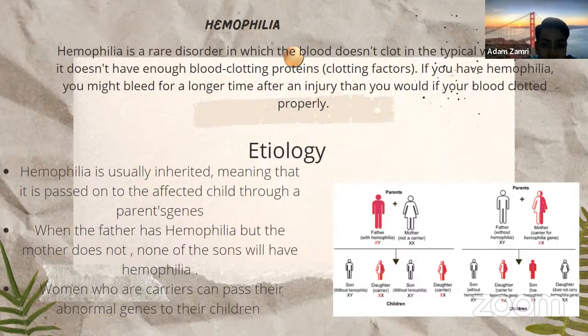When the father has hemophilia but the mother does not have it, none of the sons will have hemophilia. However, all of the daughters will carry the hemophilia gene and they will become carriers. Women who are carriers can pass their abnormal genes to their children. When a carrier marries a normal adult male, there is a 50% chance that the sons will have hemophilia and a 50% chance that the daughters will carry the gene. Next slide, please.